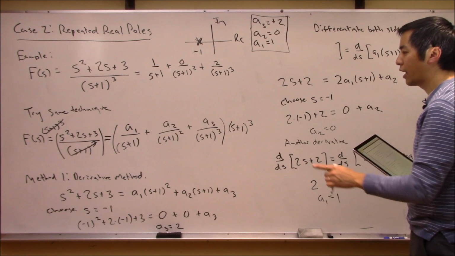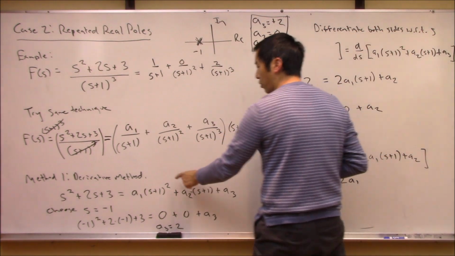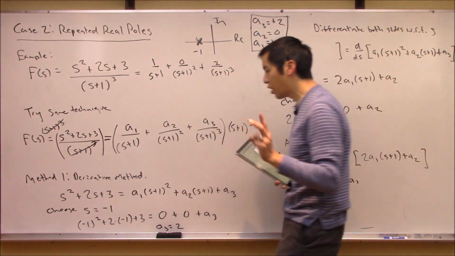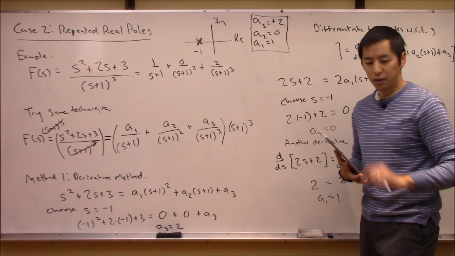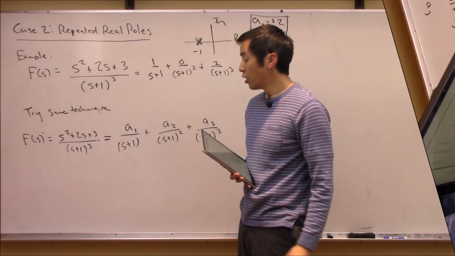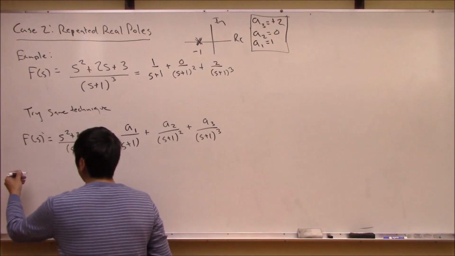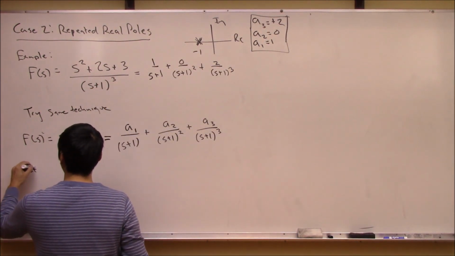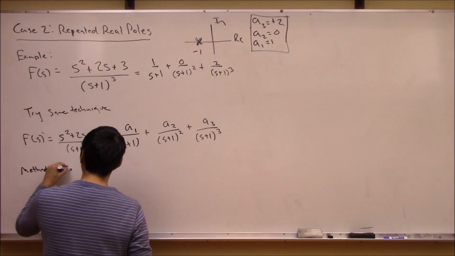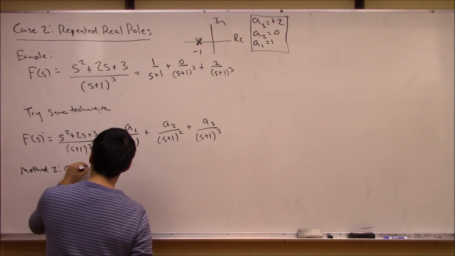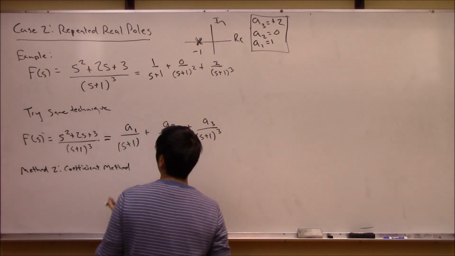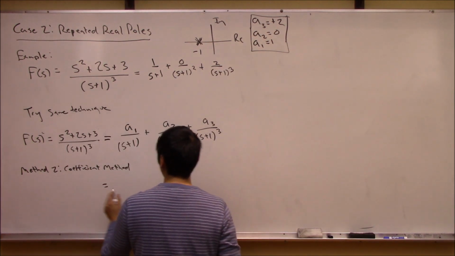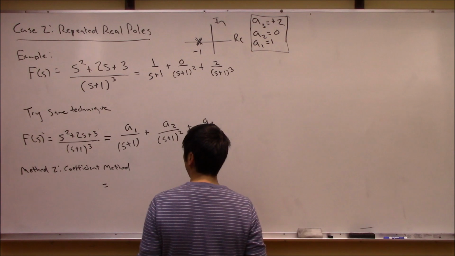Okay, so now let's go ahead and look at another method. Give me a second and we'll erase some of the board, and let's come back and look at another way to get this same result for the repeated real roots case. All right, so the other way you could do this is method 2, which is basically the same coefficient method we did earlier. If you remember, what that entailed was getting a common denominator on the right hand side.